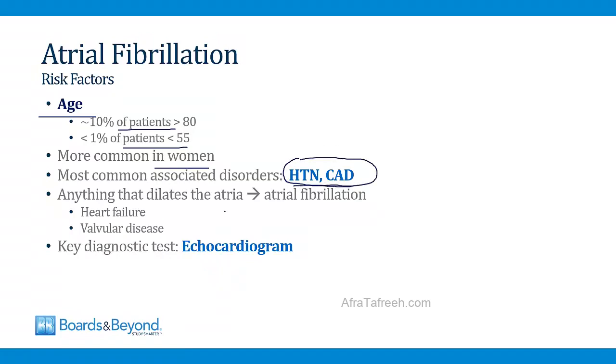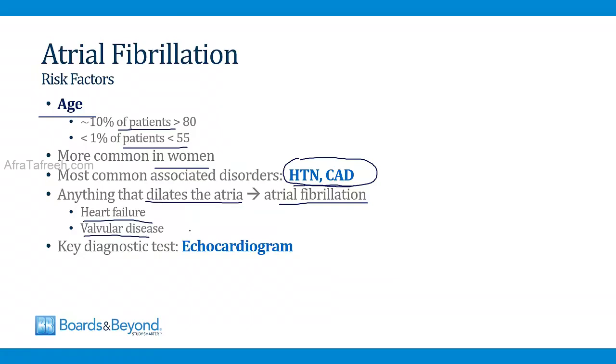In addition, always remember that anything that stretches the atria can cause atrial fibrillation. So patients who have heart failure and have high pressures in their left atrium will have the walls of the left atrium become stretched over time, and that often leads to AFib. So AFib is very common in patients with heart failure. Same is true of patients with valvular disease. If patients have mitral stenosis or mitral regurgitation, their left atrium can become dilated, and that also predisposes to AFib.